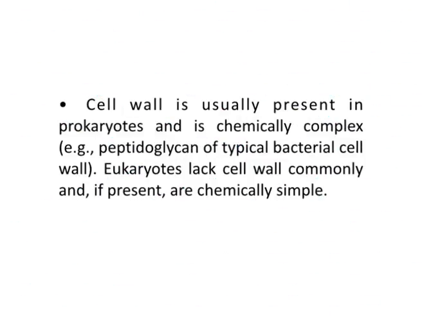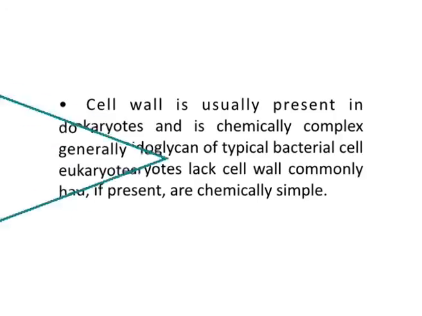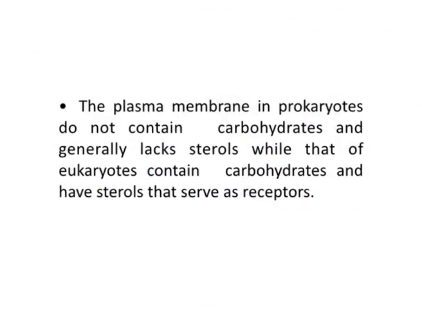The sixth feature is cell wall is usually present in prokaryotes and is chemically complex. Example, peptidoglycan of typical bacterial cell wall. Eukaryotes commonly lack a cell wall and, if present, it is chemically simple. The seventh feature is the plasma membrane in prokaryotes does not contain carbohydrates and generally lacks sterols, while that of eukaryotes contains carbohydrates and has sterols that serve as receptors.